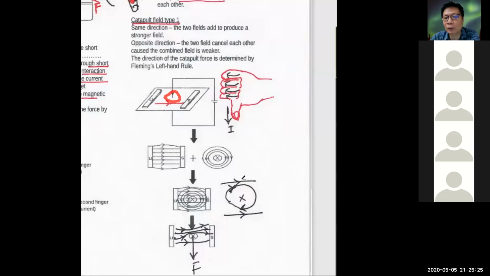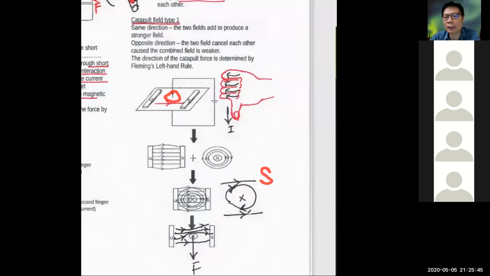You notice or not? Both go to the right. This one goes to the right. Same direction. So when they are in the same direction, they combine and become strong. I put S only, strong magnetic field, because two in the same direction will combine to become strong.